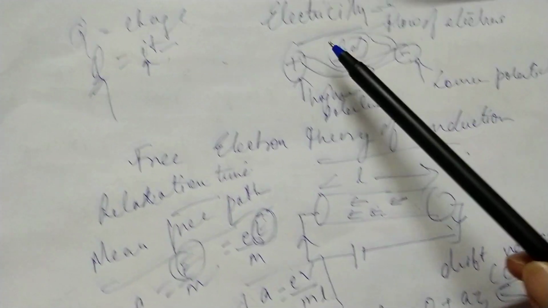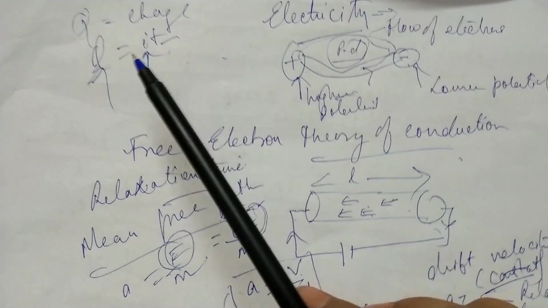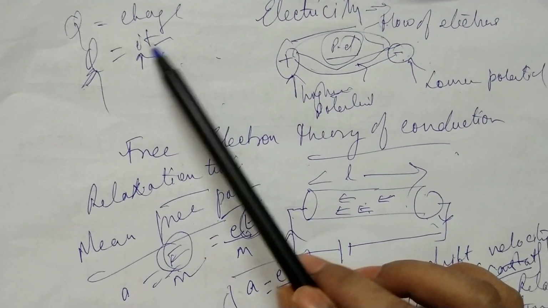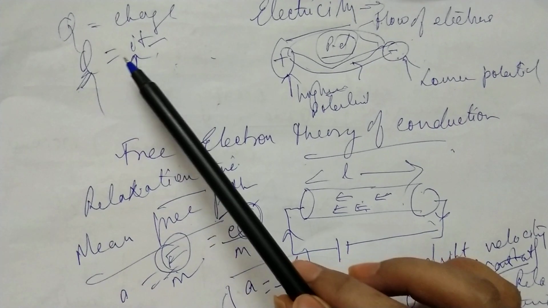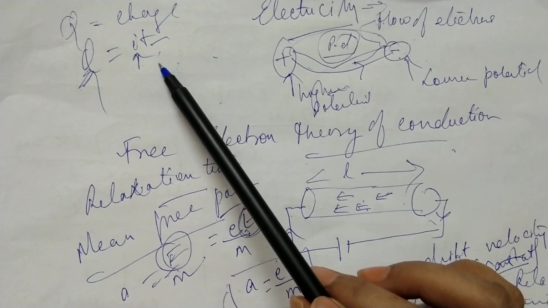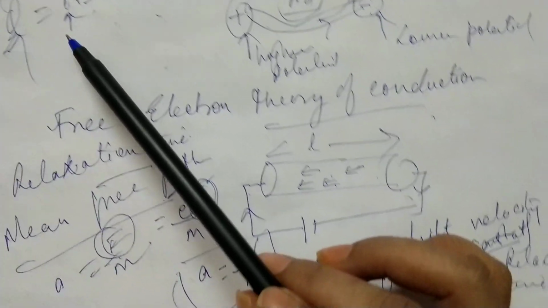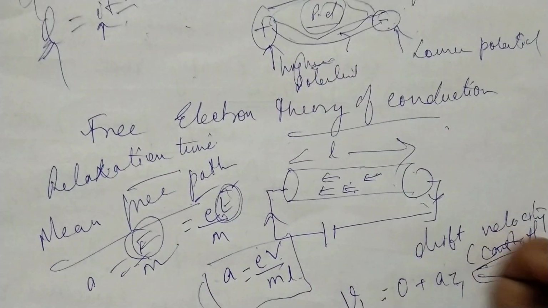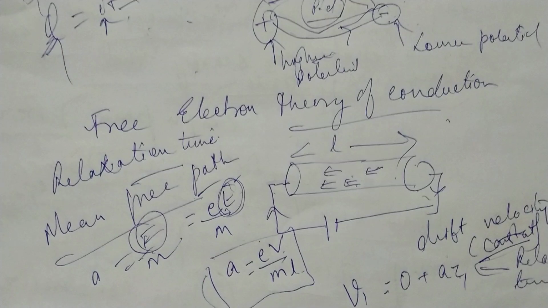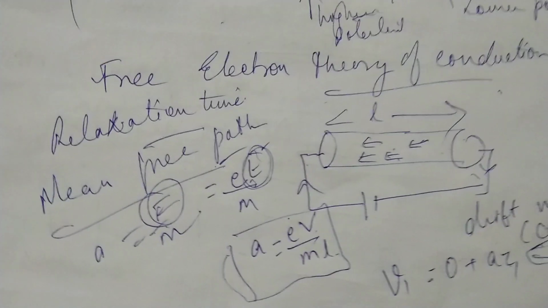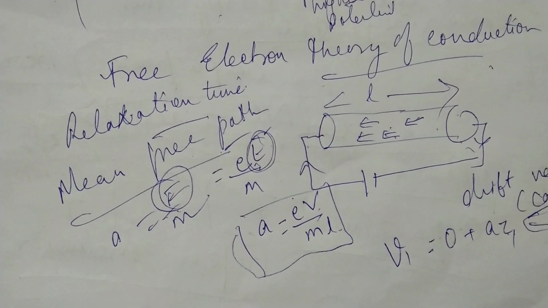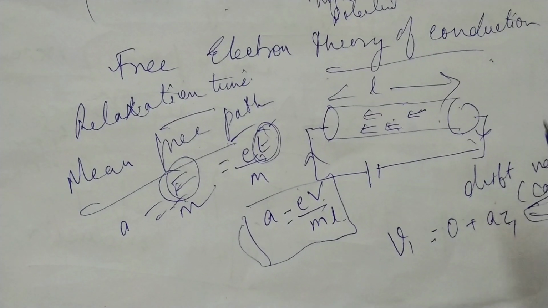Now the basic formula that you already know is about the charge. Q equals I into T. Here Q is the charge, I is the current, and T is the time taken. So these are the basic things that you already know about it. Here we will understand more about it with the free electron theory of conduction, so we will consider a conductor.